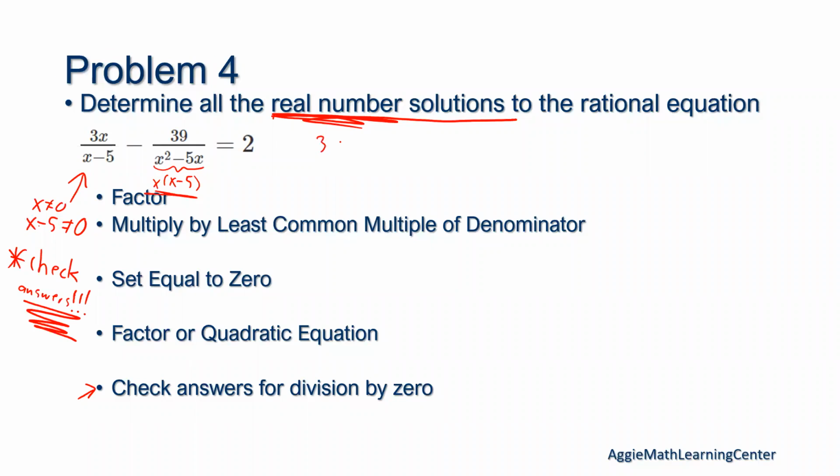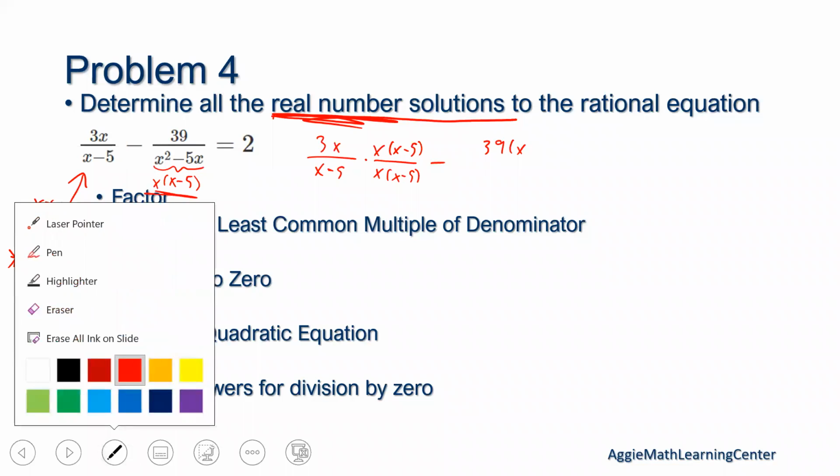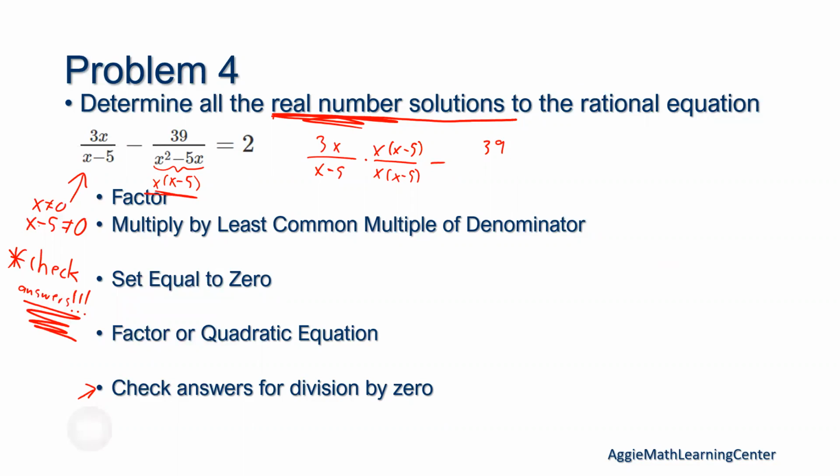So that is going to give us 3x over x minus 5 times x minus 5, x times x minus 5, and then minus 39 times x. What's that? 36. You can just use the back of the pen. Oh, that is very good to know. Thank you. Okay. Times x minus 5. And then still here, x minus 5 equals 2 x minus 5.